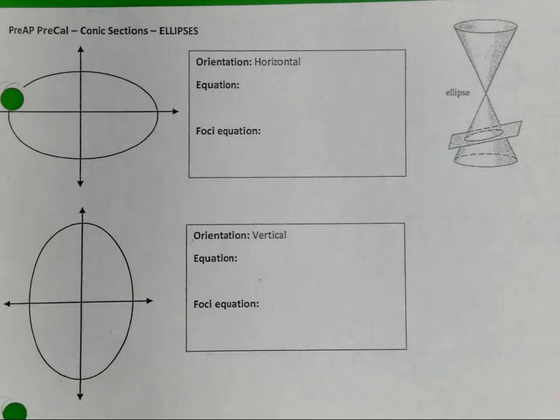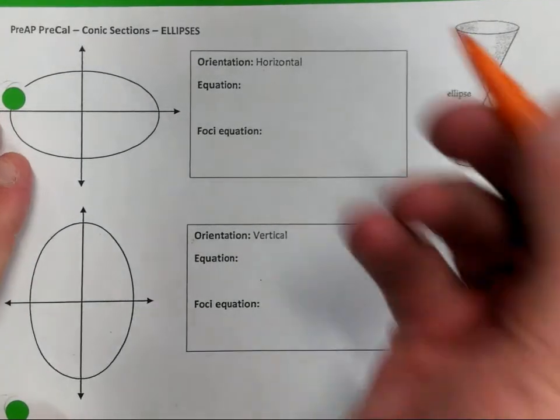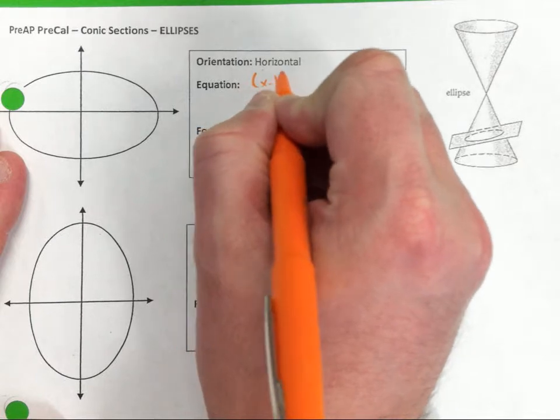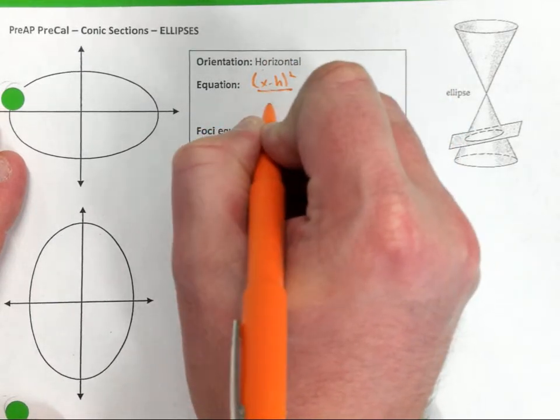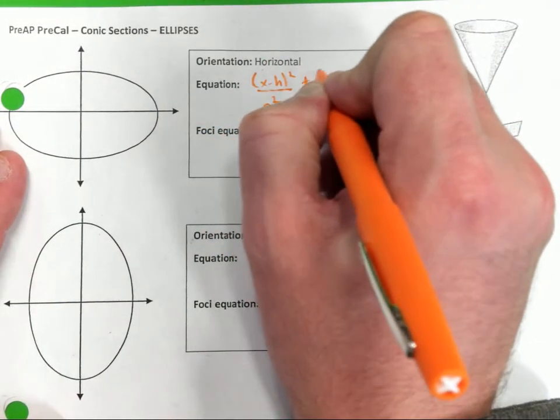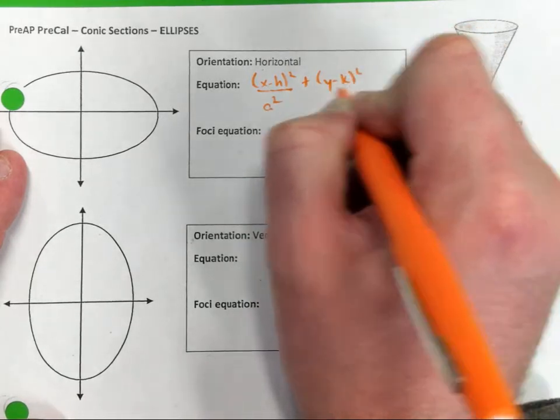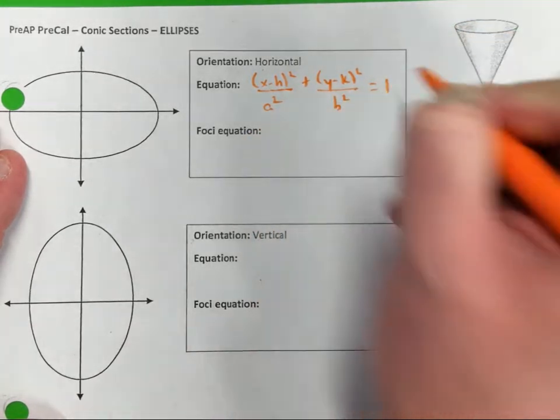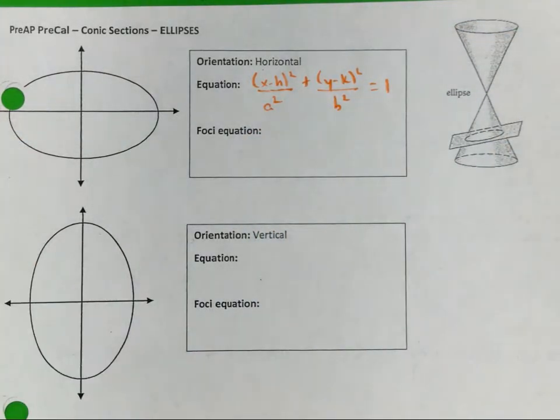If it's horizontal, here's the equation. Ellipses are always set equal to 1. Ellipses always involve a plus between the two fractions. Okay? So that's going to be always a plus and a 1.